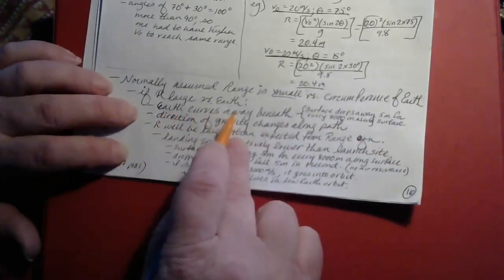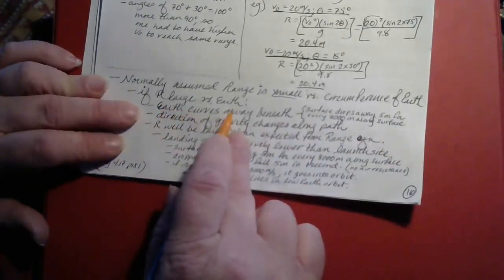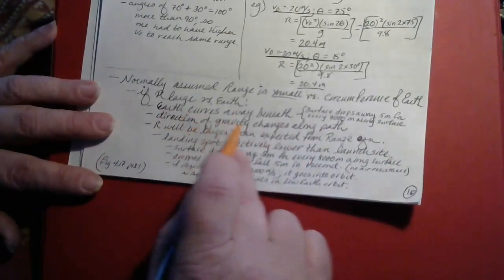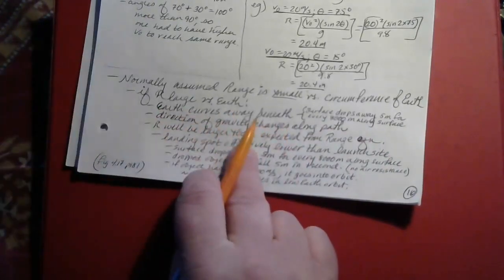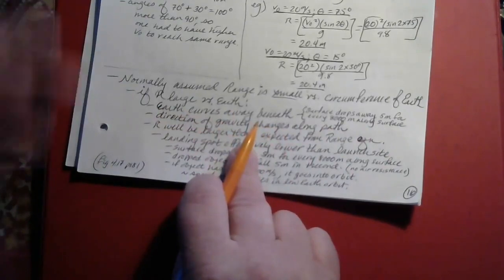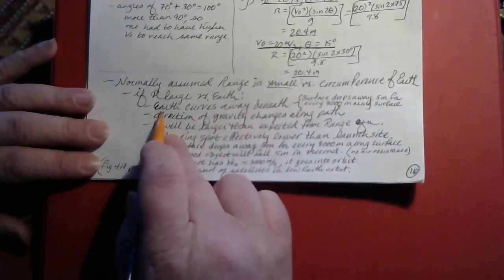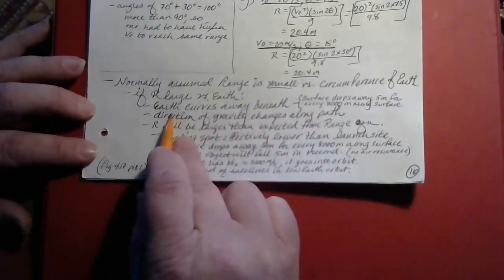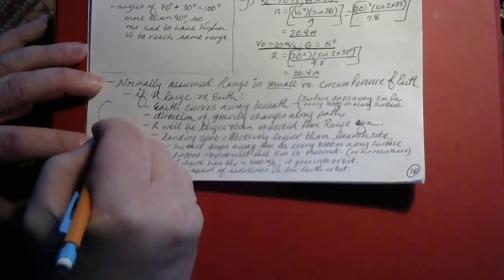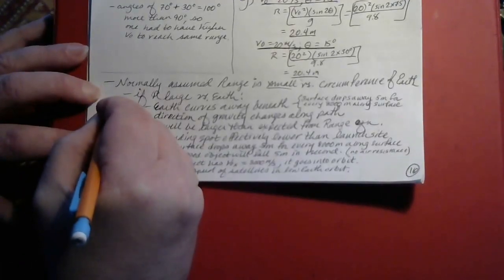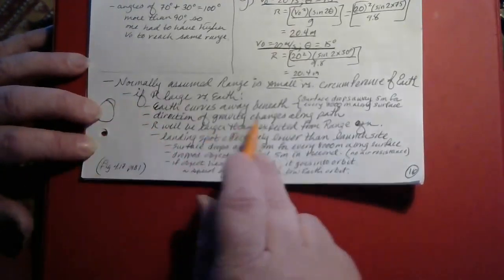So if R, that is the range of the projectile, is large relative to the circumference of the Earth, then there are a few things that need to be kept in mind. We're not really going to do any detailed examples of this, but just for thought or future reference, if you get into this in any more detail in the future for any reason. Basically, if your projectile is going to be traveling a relatively long distance compared to the circumference of the Earth, then you have to keep in mind that effectively the surface of the Earth is curving away under the projectile as it travels.